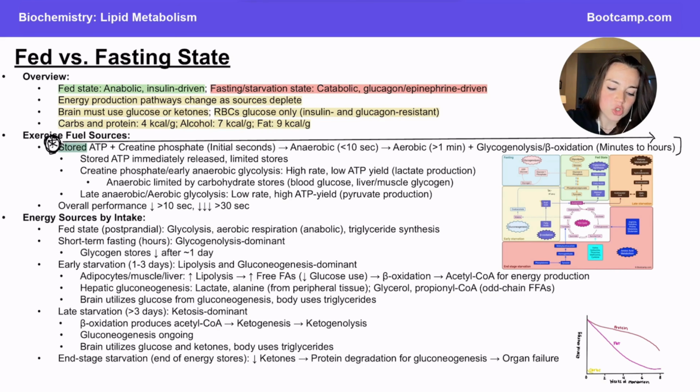The first is stored ATP, and this will be released immediately. Remember, your body stores very little energy in the form of ATP itself. Instead, it holds a reservoir of phosphate bond energy in the form of creatine phosphate. And if you need a refresher on that, go ahead and check out the video on ATP export and phosphocreatine in the energy production chapter. So stored ATP and creatine phosphate were our energy sources in the initial seconds. That was the reservoir we already had ready to go.